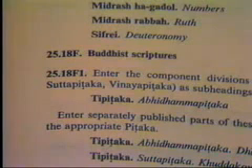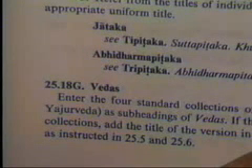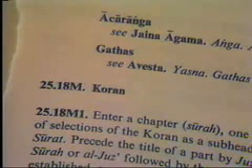Rules 25.18b to 25.18m relate to the scriptures such as Buddhistic scriptures, Vedas, Upanishads, the Bible, the Quran, etc. These are explained through examples.